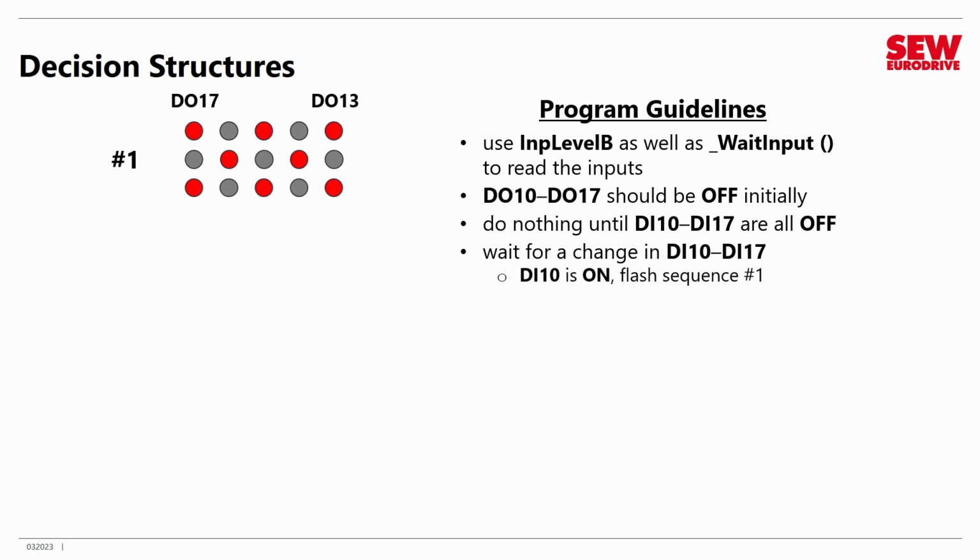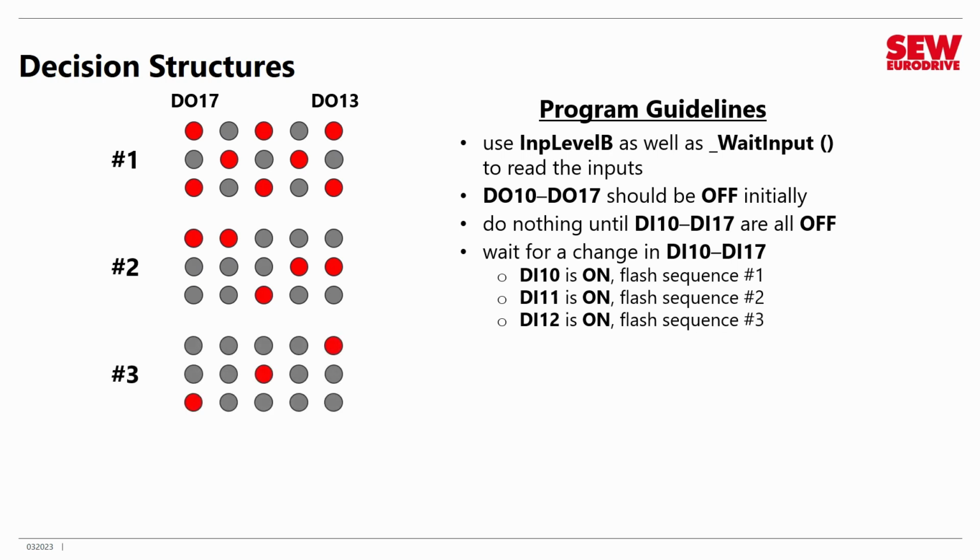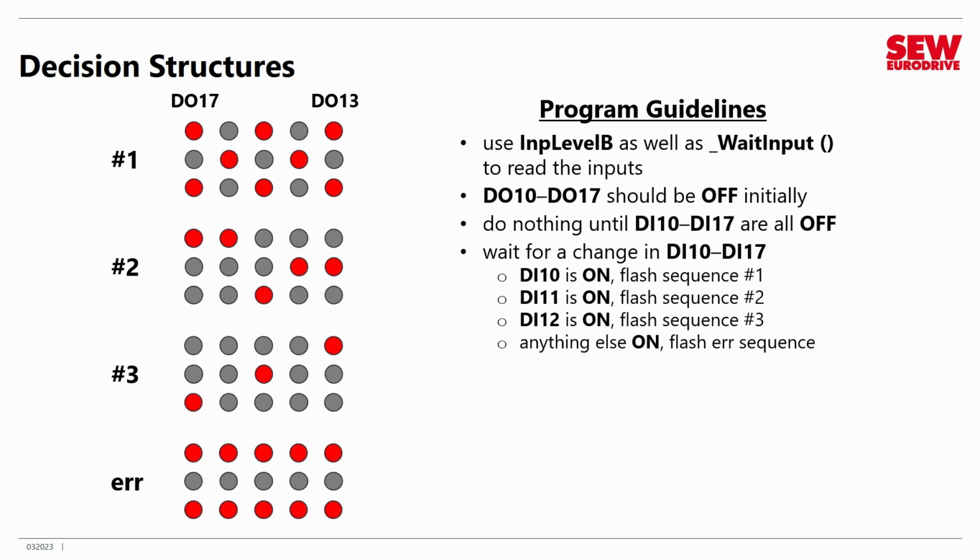Now, if DI10 is turned on, flash this sequence. So turn on every other light, then alternate to the other lights, then go back to every other light. So flash that sequence, those 3 patterns of lights. If DI11 is on, flash sequence number 2 instead. If DI12 is on, flash sequence number 3. And if any other pattern is present, flash the error sequence, which is a full row on, a full row off, a full row on. Pause half a second, 500 milliseconds between each light pattern.